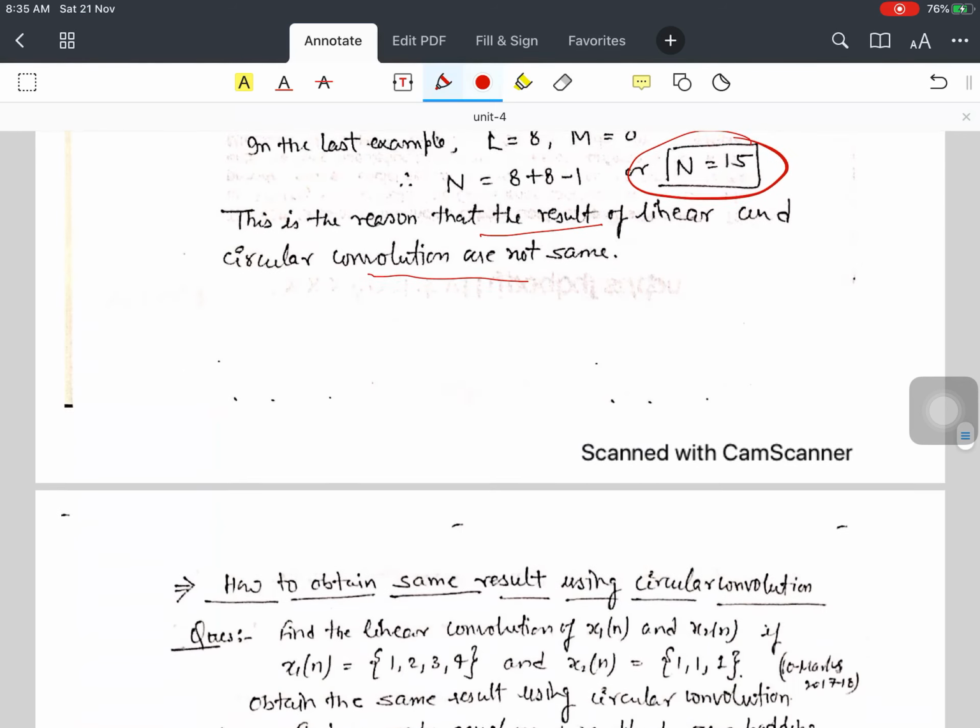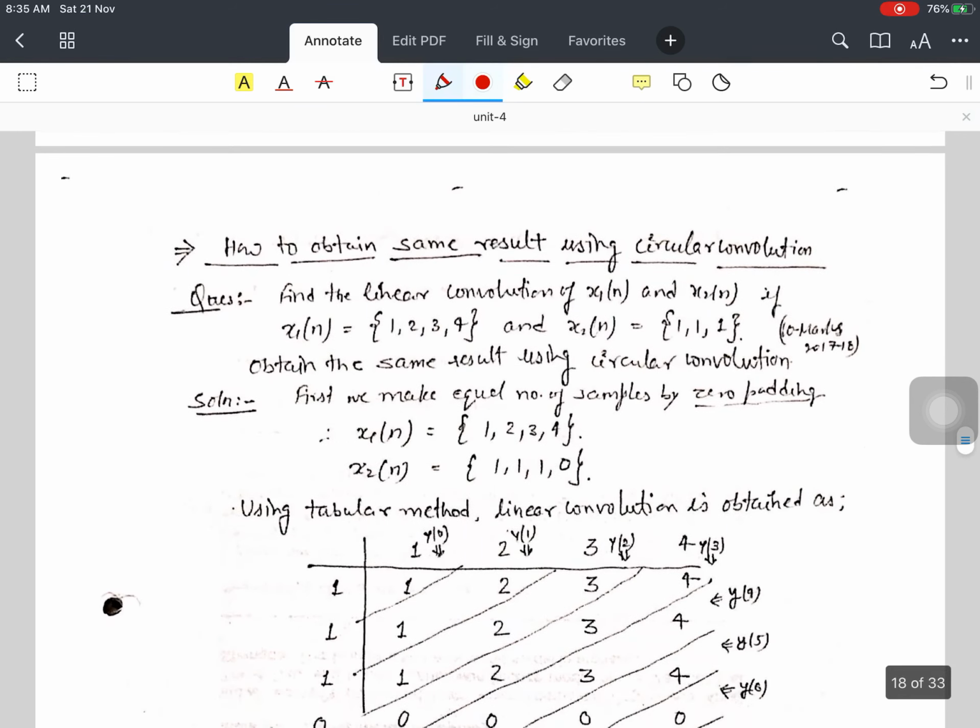Now, the question is, if you want to obtain the same result from the output of the circular convolution and the output of the linear convolution, what we have to do is padding of zeros, in the one in which the number of samples is smaller.